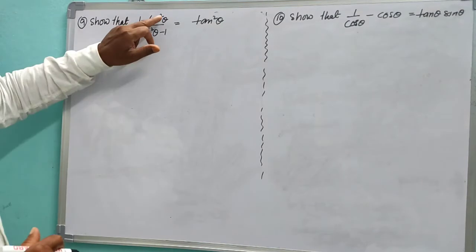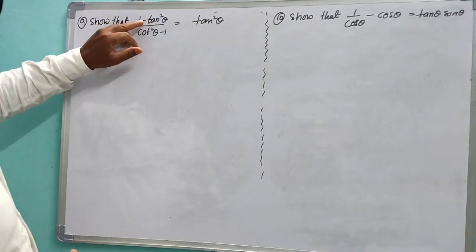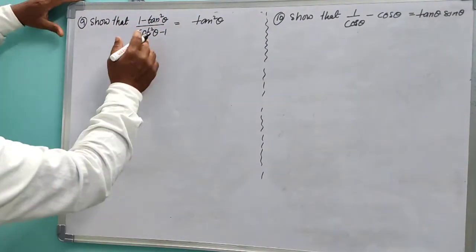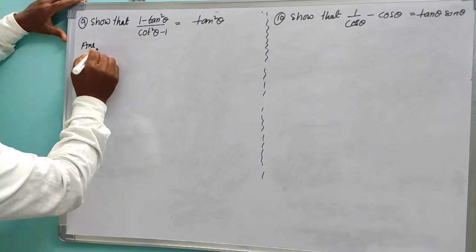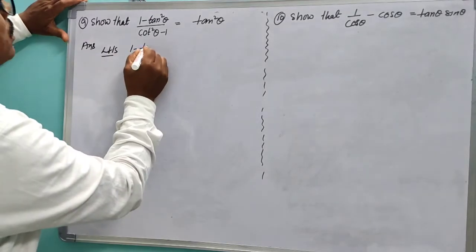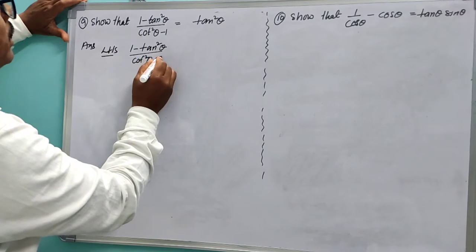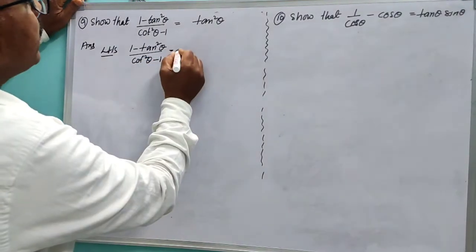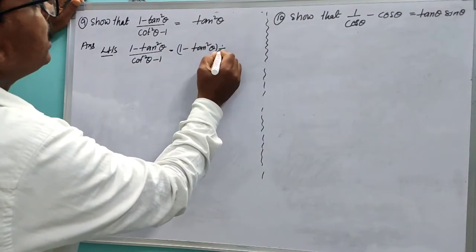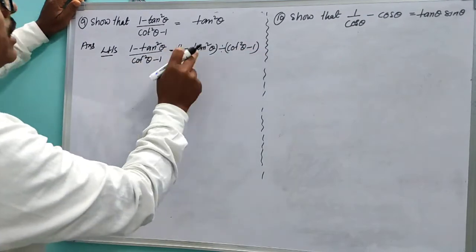Show that (1 minus tan square theta) by (cot square theta minus 1) is equal to tan square theta. So take LHS: 1 minus tan square theta divided by cot square theta minus 1. Like that we can write this as like this.